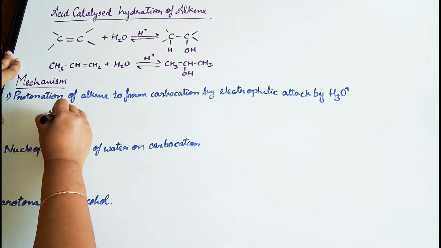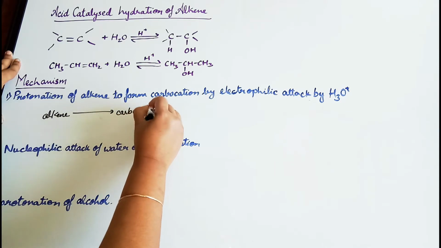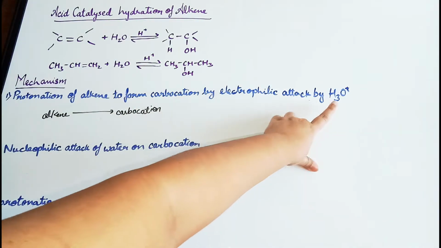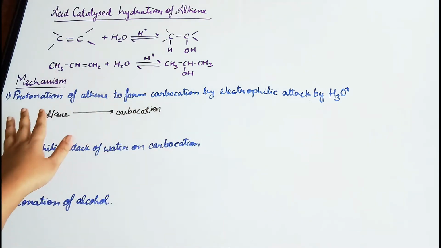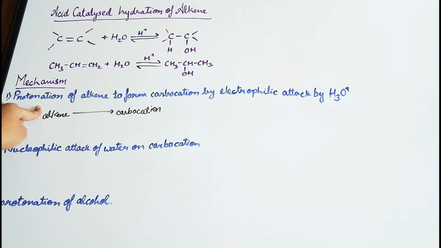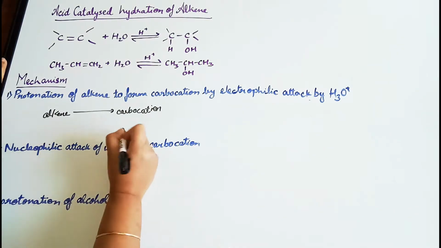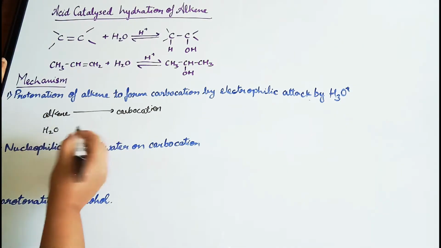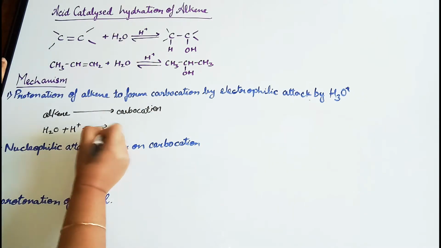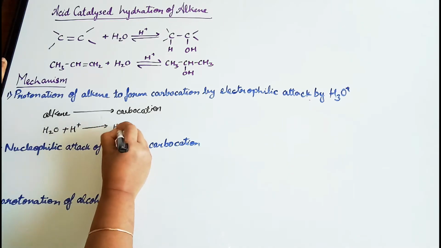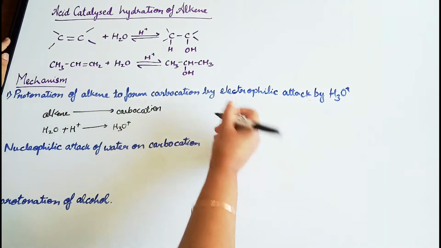So alkene is getting converted to carbocation. And how is this happening? This is happening by the attack of the H3O plus electrophile, and what happens in the process is protonation. Okay, so the alkene is getting converted to a carbocation. First, the synthesis of the H3O plus. So water reacts with the H plus ions because the acid is present in the solution. You have the formation of the H3O plus electrophile. Electrophile means electron loving.